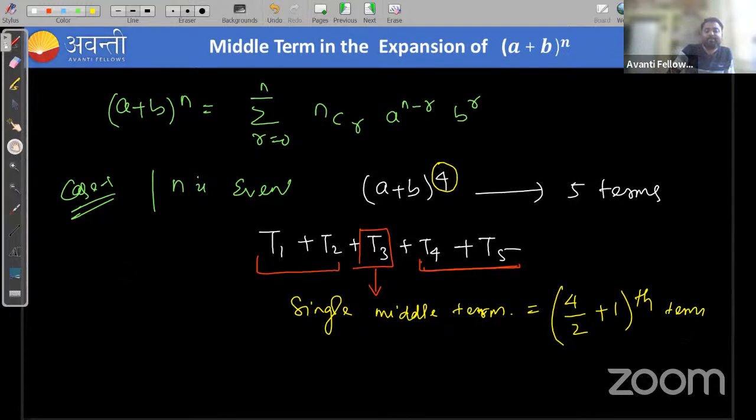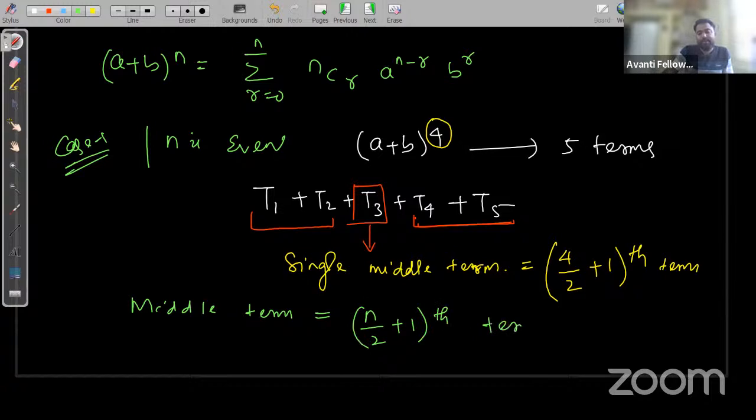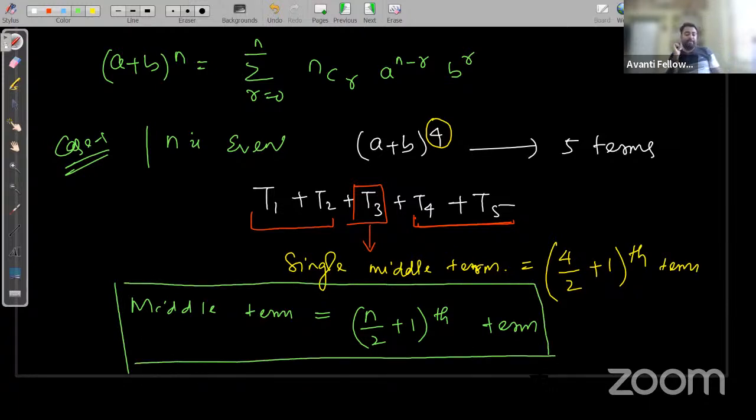So the simple thing we are going to conclude here, remember: when n is even, the middle term is equal to the n by 2 plus 1th term. So this is my formula to find the middle term when n is even. Is that clear to everyone? If n is even, the middle term will be the n by 2 plus 1th term. Is that clear to all, guys? Okay.